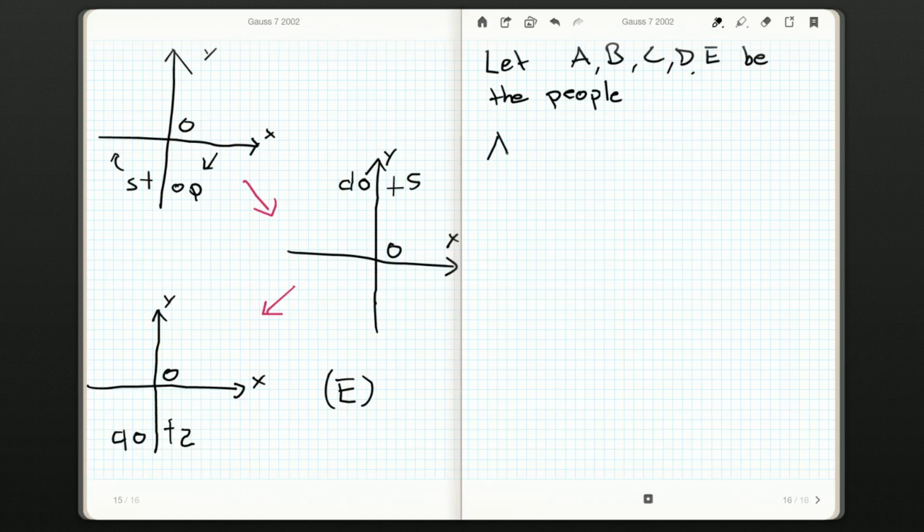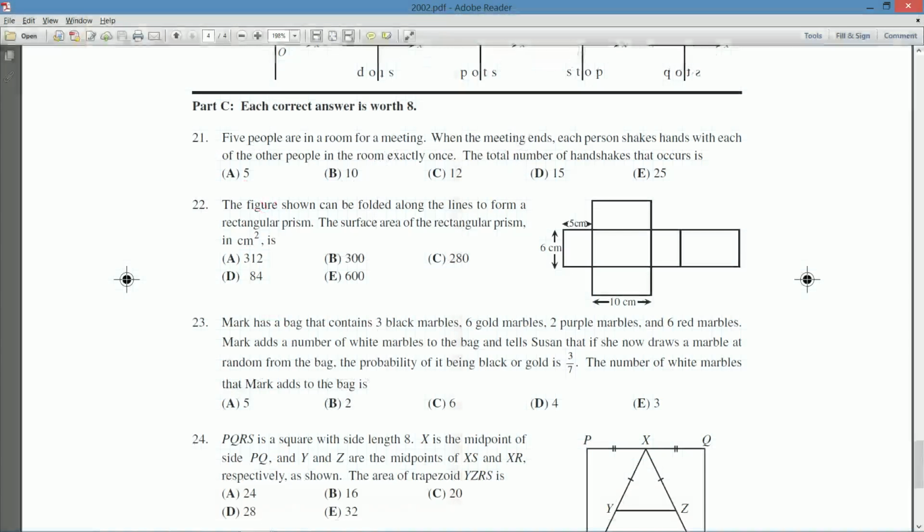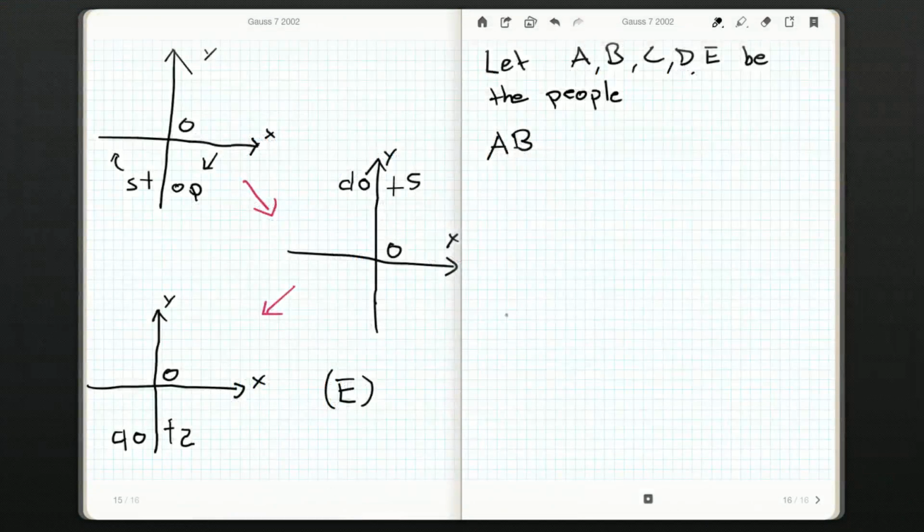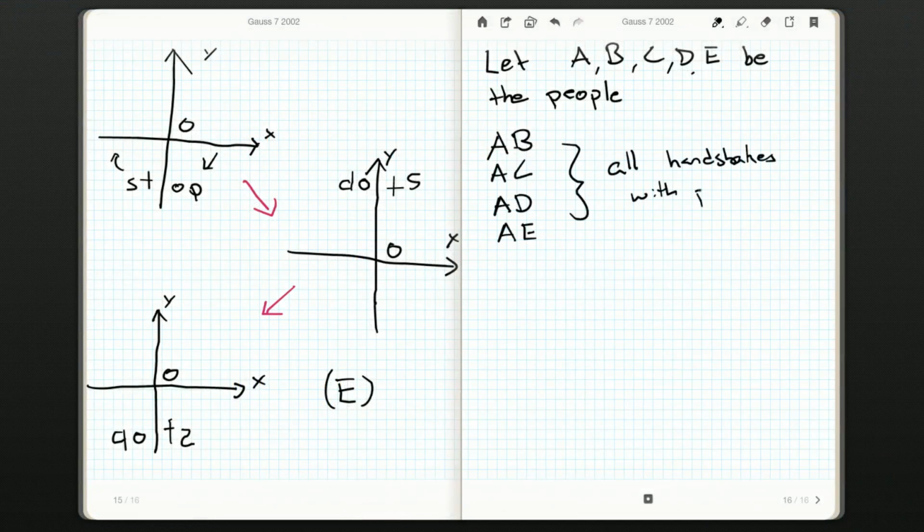Well, everyone needs to shake hands with everyone else, basically. So A needs to shake hands with B. And so I'll list that as AB. And that's a handshake. Now, no matter what I do, I should not have any other AB handshakes, right? A has already shaken B's hand, and each person shakes hands with each other person in the room exactly once. So A and B have shaken hands. They're not going to do it again. Okay? And A could shake hands with C. A could shake hands with D, and A could shake hands with E. And these are all the handshakes with person A. Okay, so that's great.